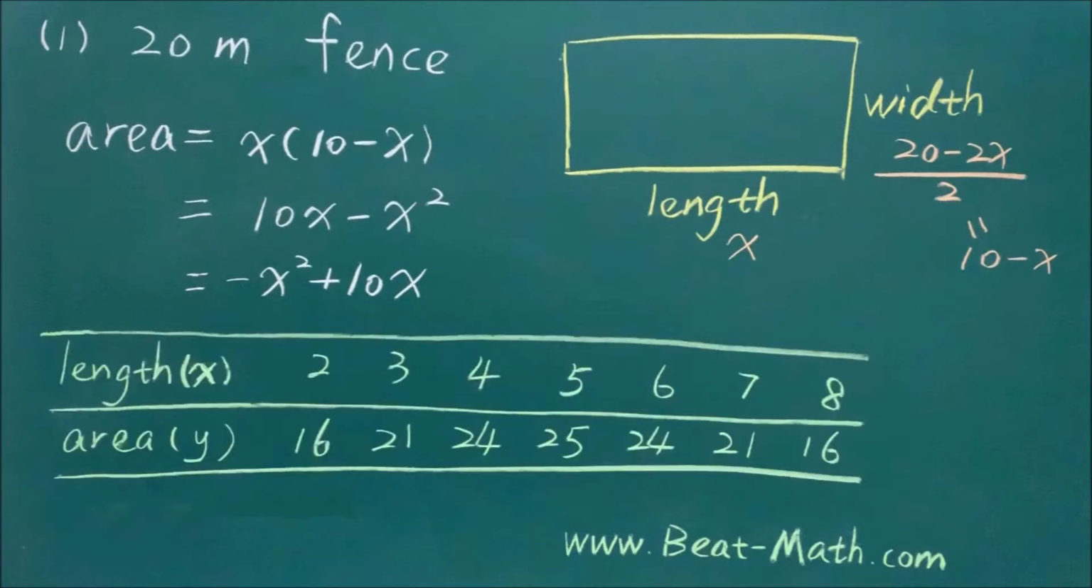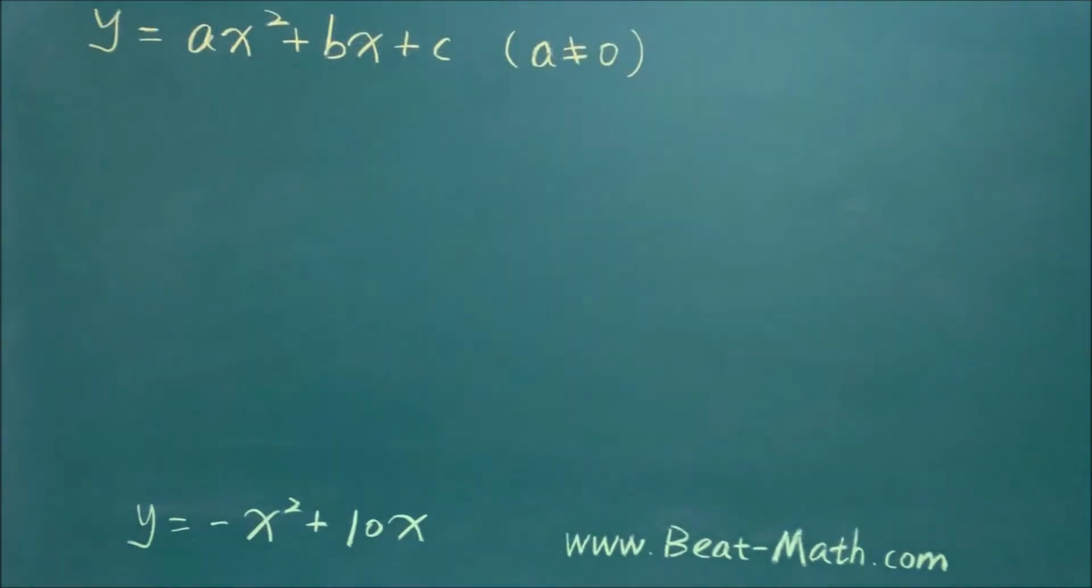Now let's make a table to see the values better. In this table, the area of the rectangle is y, which changes when the length, x, changes. This relationship between the two variables can be formed in a function: y equals negative x squared plus 10x. Generally speaking, the function is a form of y equals ax squared plus bx plus c, where a, b, and c are numbers and a cannot be equal to 0.